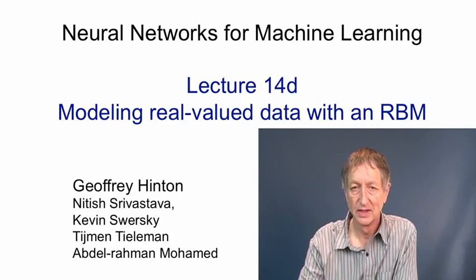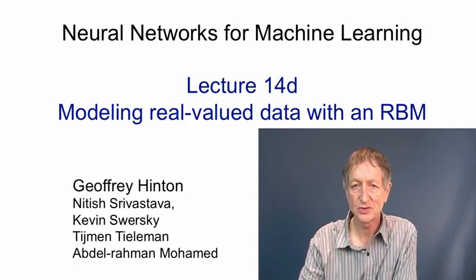In this video, I'm going to describe how to use an RBM to model real-valued data. The idea is that we make the visible units, instead of being binary stochastic units, be linear units with Gaussian noise. When we do this, we get problems with learning. And it turns out a good solution to those problems is to then make the hidden units be rectified linear units. With linear Gaussian units for the visibles and rectified linear units for the hiddens, it's quite easy to learn a restricted Boltzmann machine that makes a good model of real-valued data.